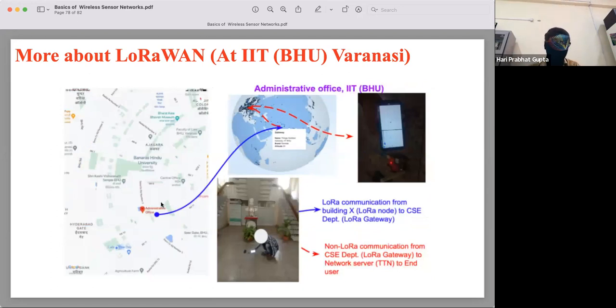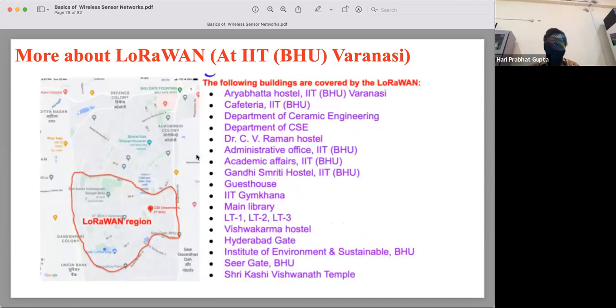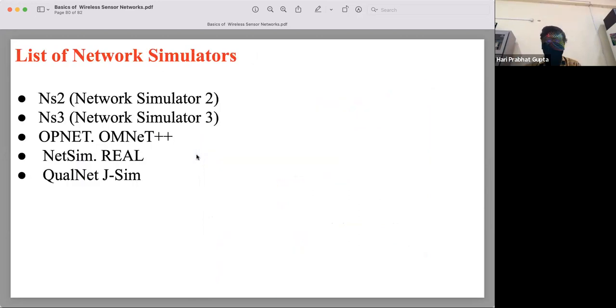Then after, you can make a region and say, okay, this region is covered by LoRaWAN. So all these buildings that we have checked are covered in this LoRaWAN network. LoRaWAN has recently gained huge popularity in terms of application, in terms of energy, in terms of cost.